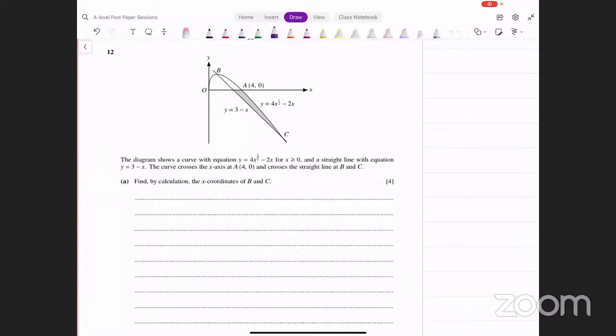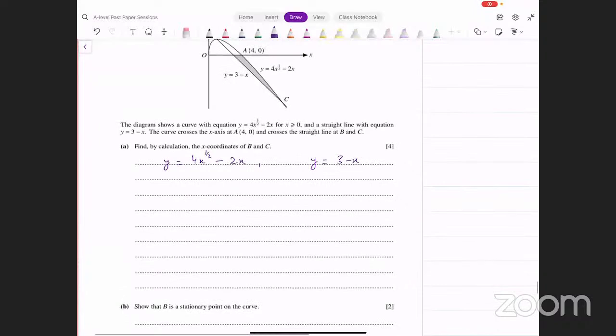हम क्या करेंगे? We'll just solve them simultaneously. We've got two equations. y equals 4x raised to power 1/2 minus 2x, and we've got another equation that's y equals 3 minus x. All we're going to do is we're just going to equate both of them. दोनों को equate कर दें. We get 4x raised to power 1/2 minus 2x, that equals 3 minus x. Let's take everything to one side. राइट साइड पे अगर ले जाएं हमें क्या मिलता है? x minus 4x raised to power 1/2 plus 3 equals 0. And now we need to solve this equation.